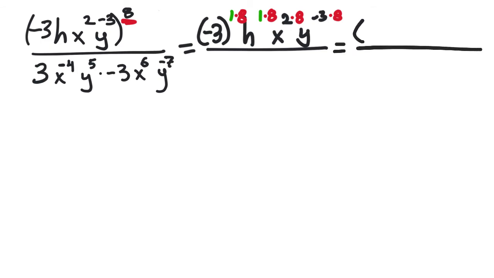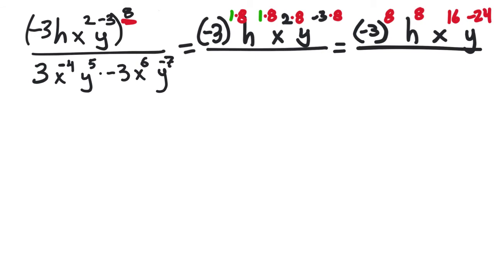I still got the same bases for now: negative 3, h, x, and y. We're not changing the bases, but we are working with the exponents. Base negative 3 in parentheses, 1 times 8, that's my new exponent, 8. Base h, exponent of 1 times 8, which is 8. Base x to the power of 2 times 8, which is 16. And base y to the power of negative 3 times 8, which is negative 24.